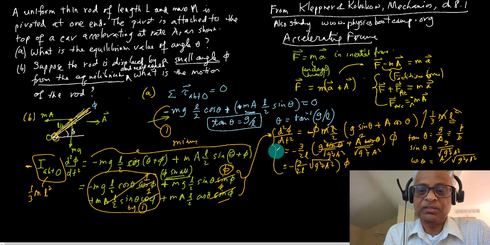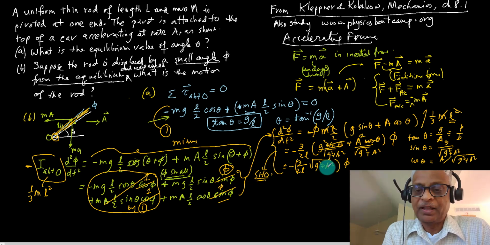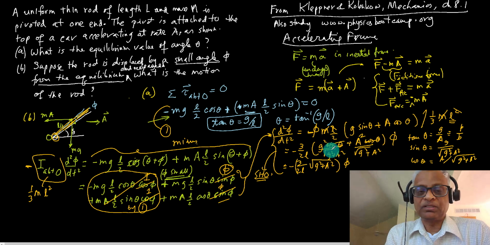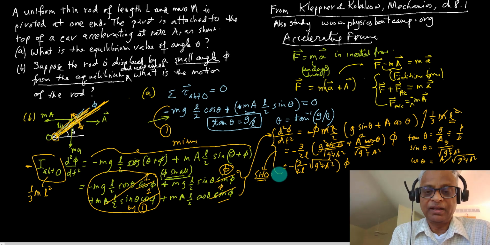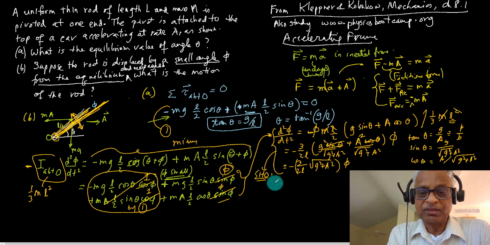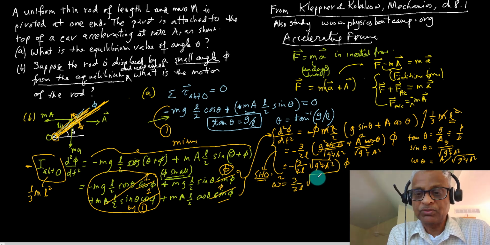And so this equation is a simple harmonic oscillator equation, and so it means this will go back and forth, swing back and forth about the equilibrium direction, and with angular frequency, a square of that will be this quantity, 3/2L square root of g square plus a square.